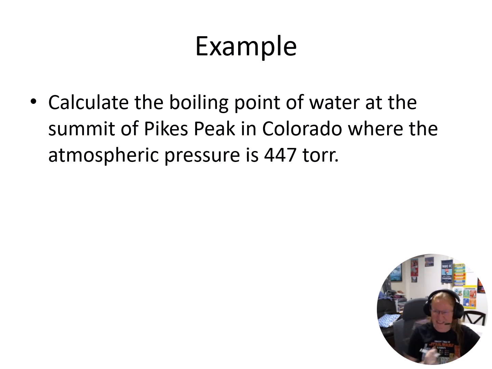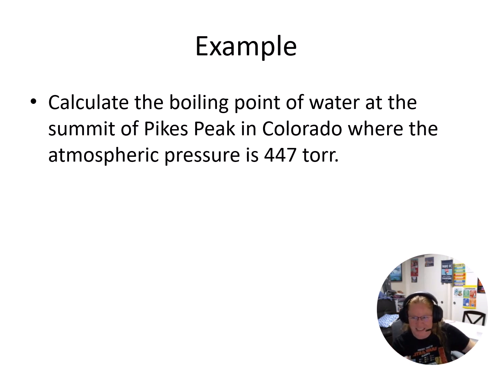Okay, so let's try this problem instead. Here's where the boiling point changes if we're at altitude. So this problem lets us look at that. We're looking at the altitude of Pikes Peak, and at that altitude we have a lower atmospheric pressure, 447 torr. So let's figure out what the boiling point of water is at this new altitude.